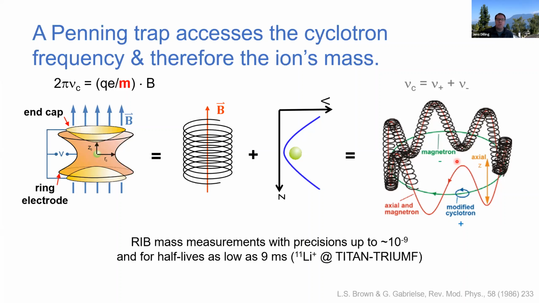And if you want to do precision measurements, counting frequencies is the best you can do. You just need to count, and you need to know how long a second is, and you have reduced your entire measurement to just counting. So very, very powerful. Now, if you're dealing with radioactive isotopes, you have to be able to do all of this very, very fast. And we managed to do that for isotopes as short-lived as 9 milliseconds in the form of lithium-11.